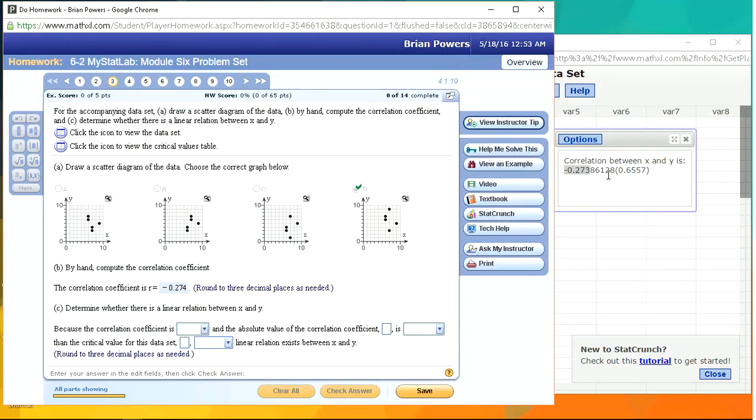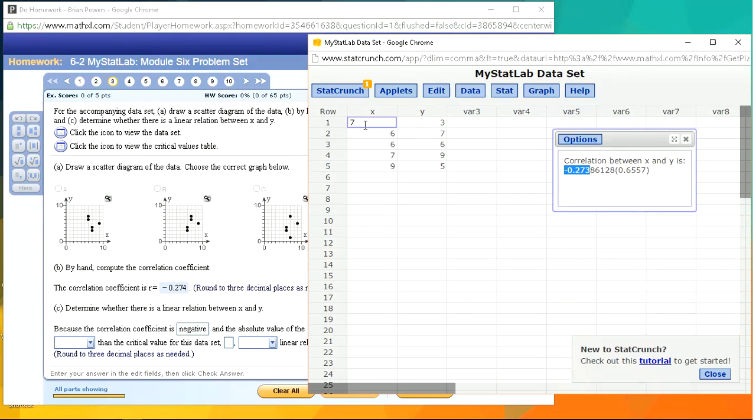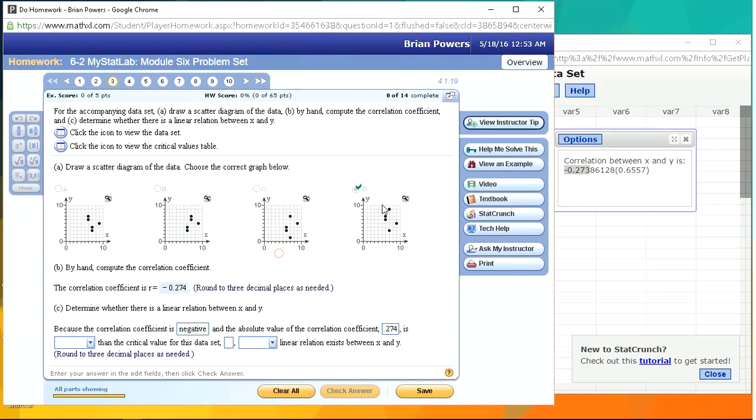And what does this mean? So the correlation coefficient is negative, right? Clearly it's negative. The absolute value of the correlation coefficient is 0.274. So what's the critical value for this data set? If you look back at the data set, or let's just look at it here, you can see we've got 5 points of data. And then you actually just count the points on here.